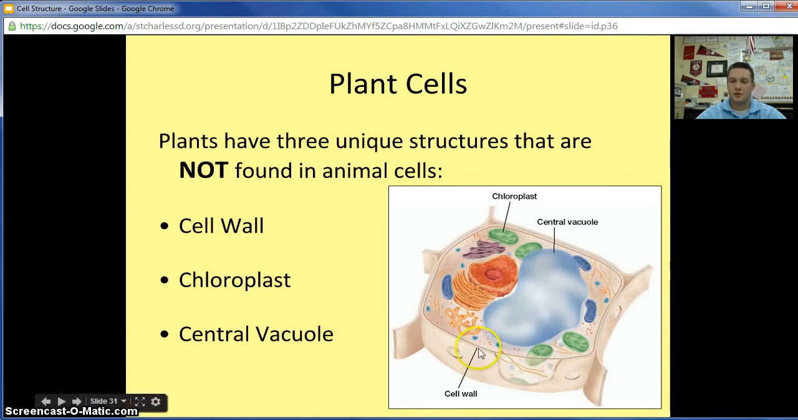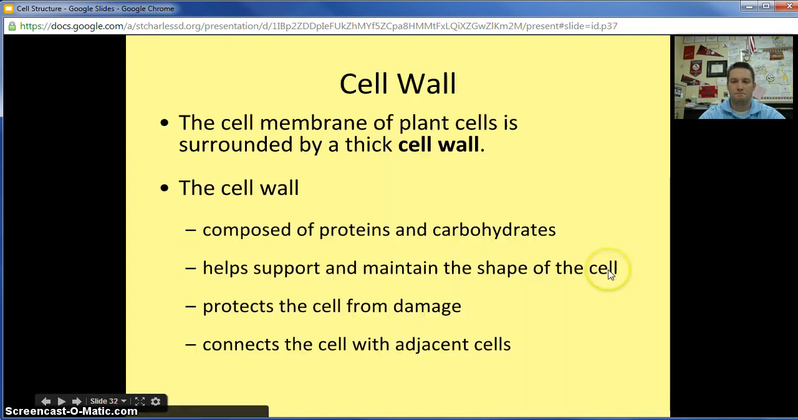It shows you a cell wall around the outside. A chloroplast is a little green thing, and this is actually something that is the right color. If you look in a plant cell, chloroplasts are green. All this other stuff, not these colors. Chloroplasts are actually green most of the time. And a central vacuole is really just a huge storage bubble there, so we'll see that in a minute.